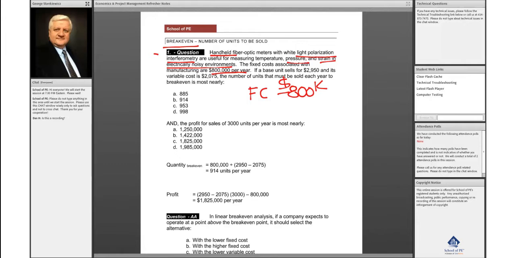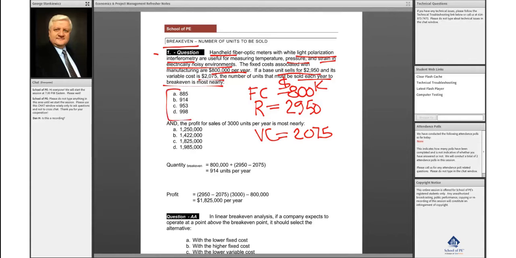If a base unit sells for $29.50, so we have a revenue, right? We're going to sell something for $29.50, and its variable cost, as we identified, is $20.75. The number of units that must be sold each year to break even is most nearly... So as a result, what we want to do is take a look at the solution.